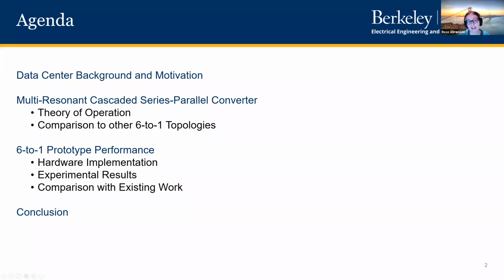Today I'll be giving a little bit of background and motivation for this application with creating very efficient power supplies for data center applications. And then I'll go into the theory of the multi-resonant cascaded series parallel converter that I'll be presenting today, and also compare it to some other 6-to-1 conversion ratio topologies so that we can get a better idea of some of its benefits in comparison to existing work. I'll then go through an example prototype of a 6-to-1 converter, going over the hardware implementation, the experimental results, and comparing it with existing work, and then conclude the presentation.